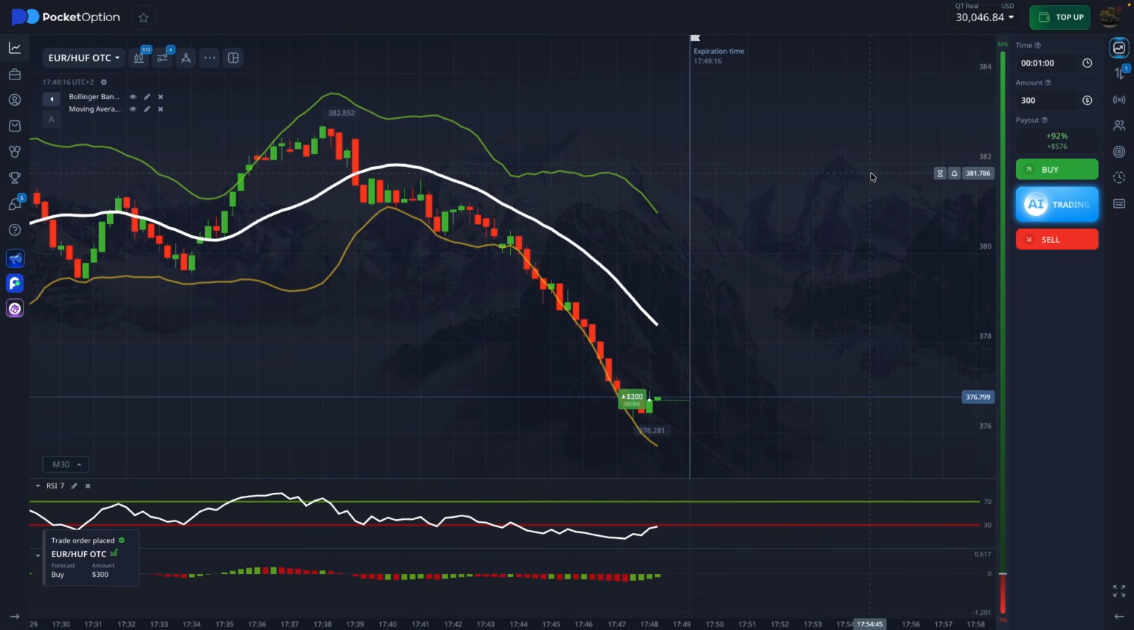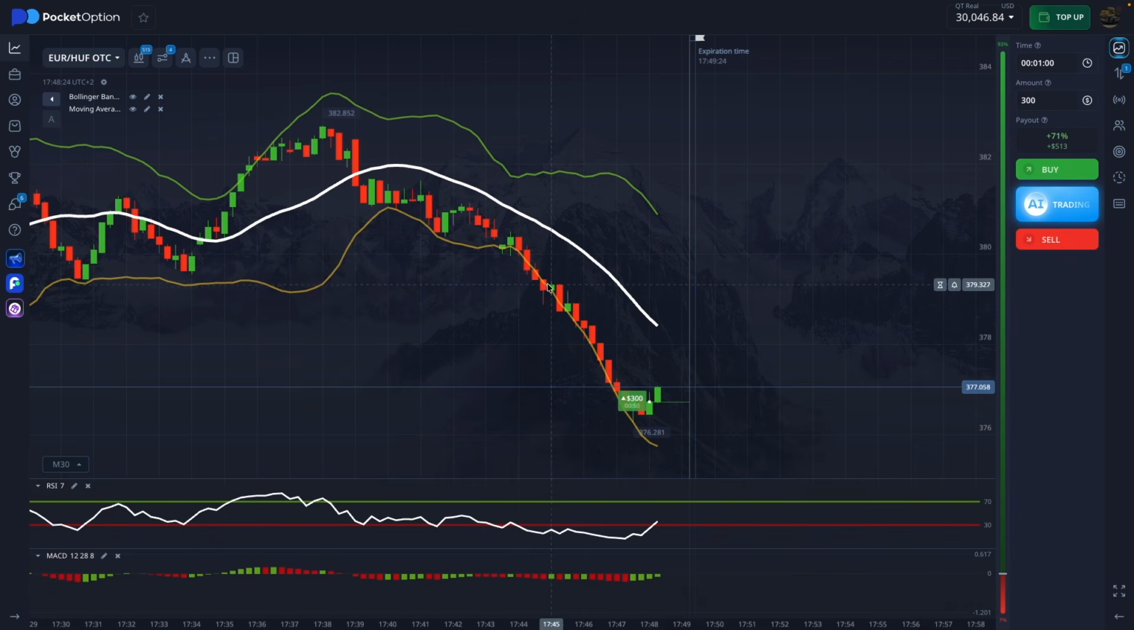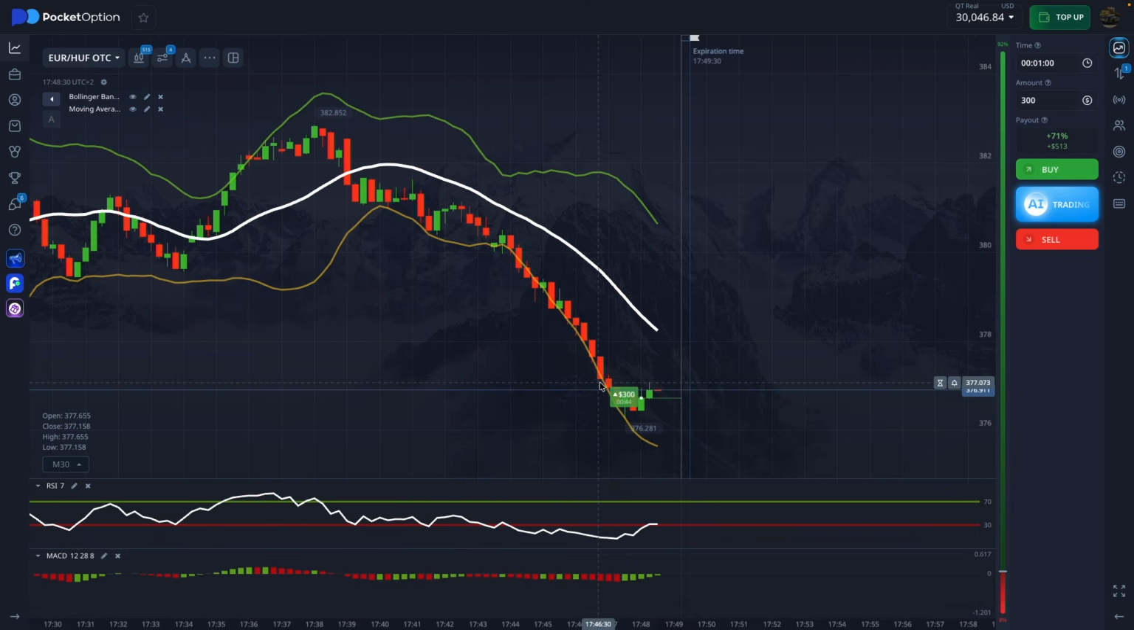So, I'm entering my first trade for today, and it's an up trade. So, why did I enter this trade? I opened the chart and saw that the price was near the lower line of the Bollinger Bands indicator. At this moment, I start waiting for a signal to enter the trade.